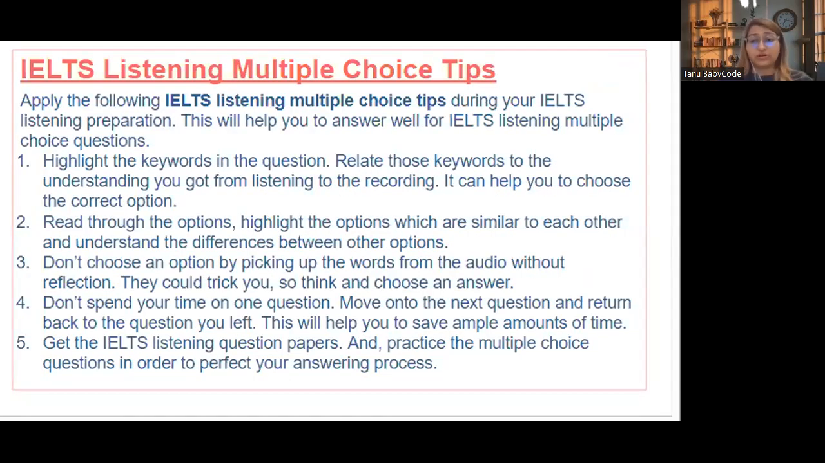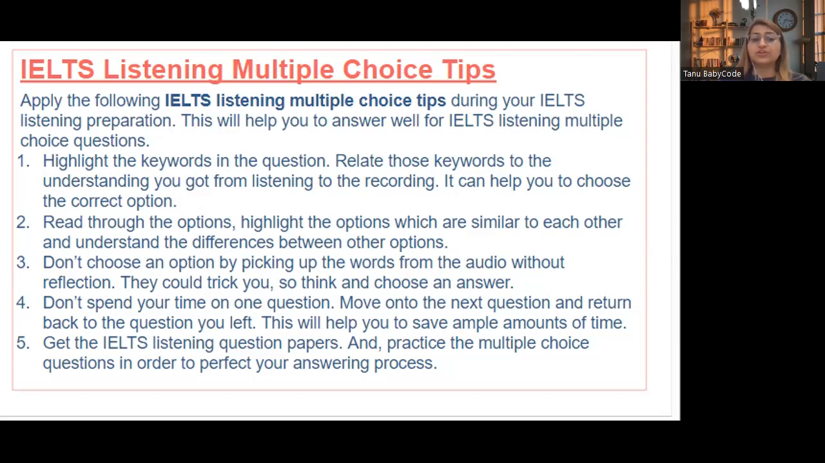Now we talked about common problems. Let's look at some tips for multiple choice questions. First, highlight the keywords and relate them to what you understood from listening to the recording so that you can choose the correct option. Second, read through the options. Highlight options which are similar to each other and understand the difference between them. Third, don't choose an option just by picking up words from the audio. Without reflection, they could trick you. So think and choose the answer.